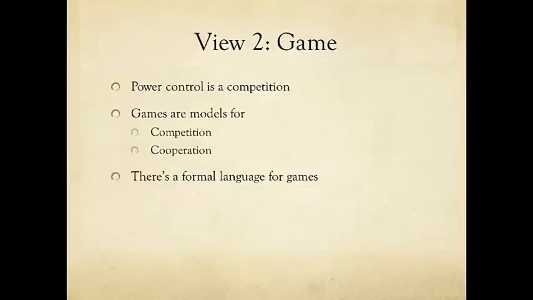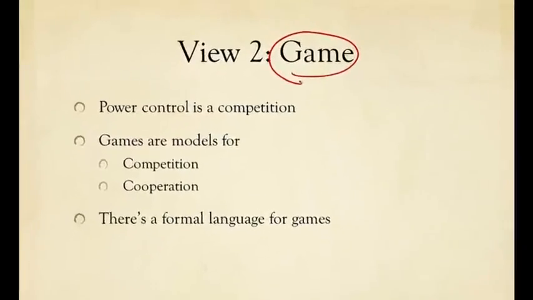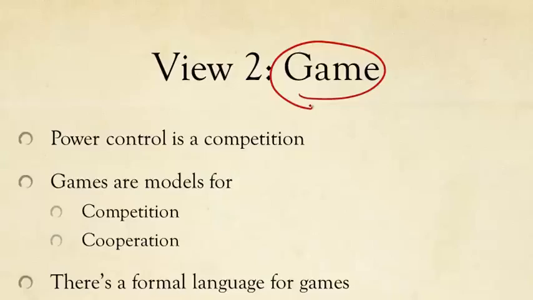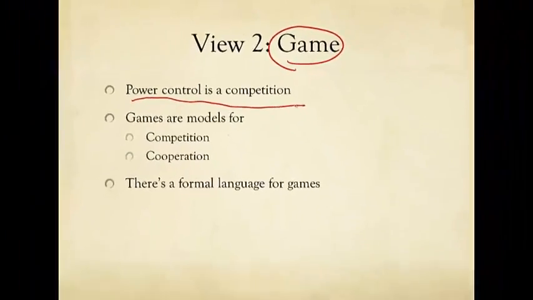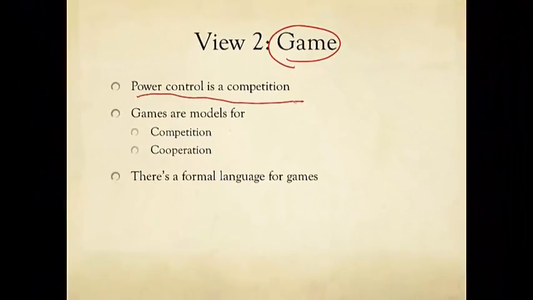The second viewpoint of DPC is game. Just like optimization, a game can be used as a common English word, but in this case we have a very unambiguous formal definition of a game. Now, power control clearly is a competition among the different transceiver peers. We can model competition as well as cooperation with games.